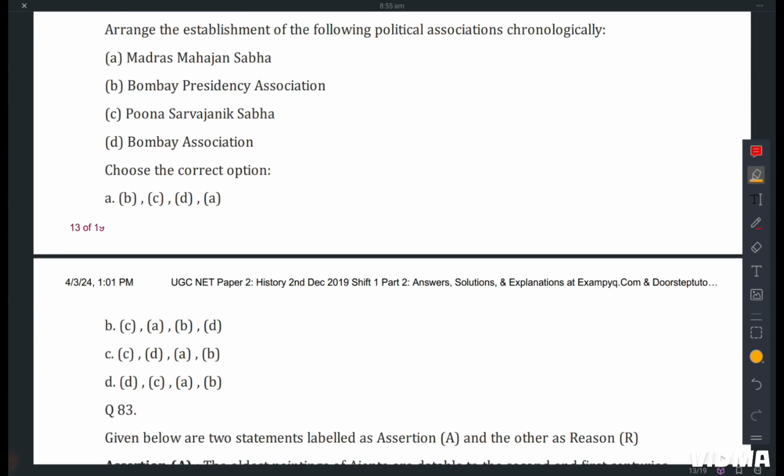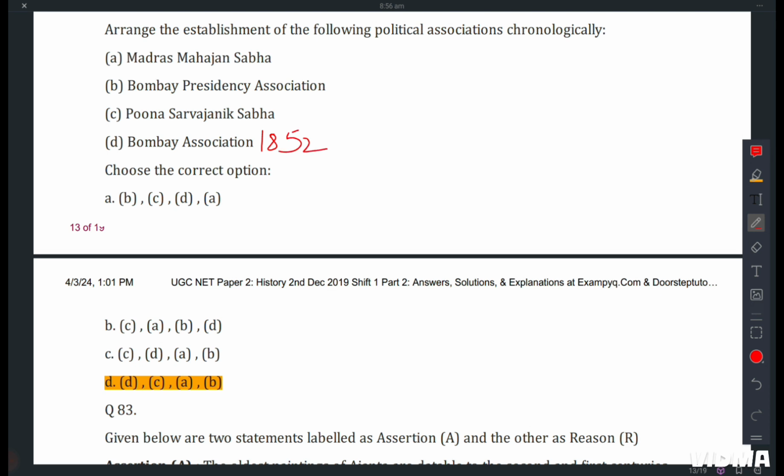Again, arrange the establishment of political associations chronologically. This is also repeated: Madras Mahajan Sabha, Bombay Presidency Association, Pune Sarvajanik Sabha, and Bombay Association. So the correct answer is option D. That is Bombay Association, 1852, August 26, 1852.